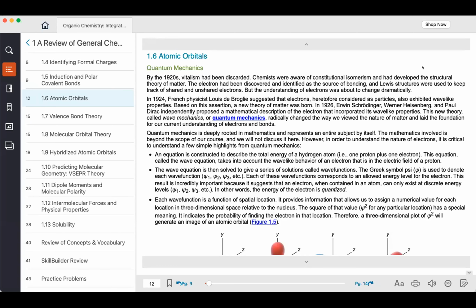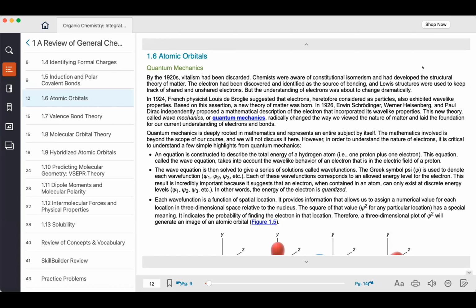Hi, this is section 1.6 on atomic orbitals. This is where your book delves a little bit into the history of quantum mechanics and starts to talk about where electrons are physically around an atom.